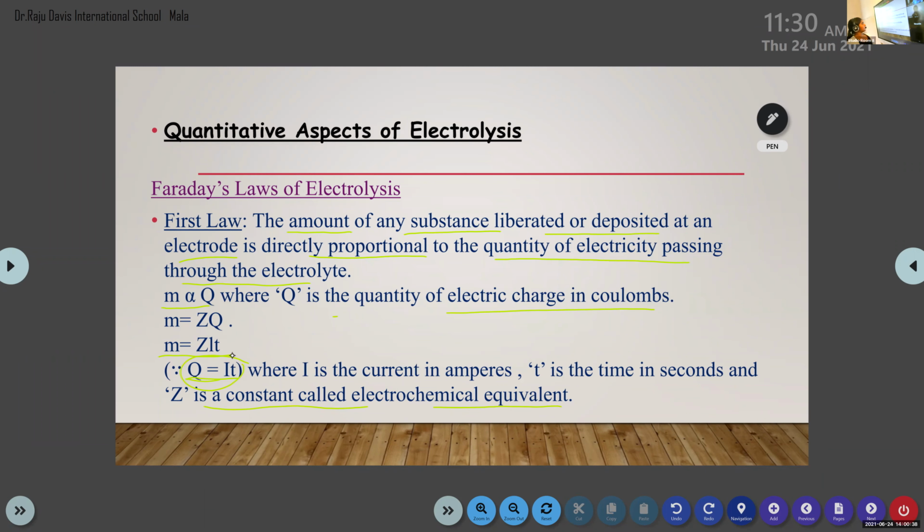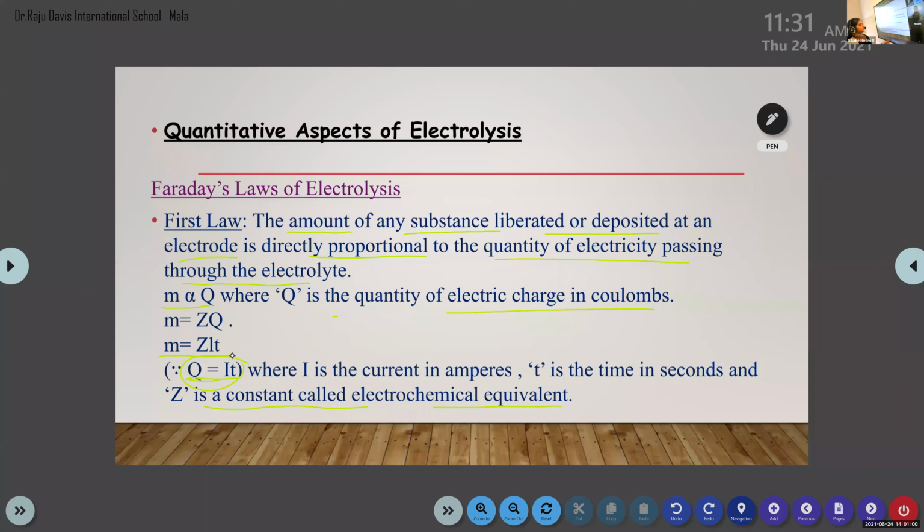Michael, okay. Can you please read this statement of the first law? The amount of substance liberated or deposited at an electrode is directly proportional to the quantity of electricity passing through the electrolyte. Okay.